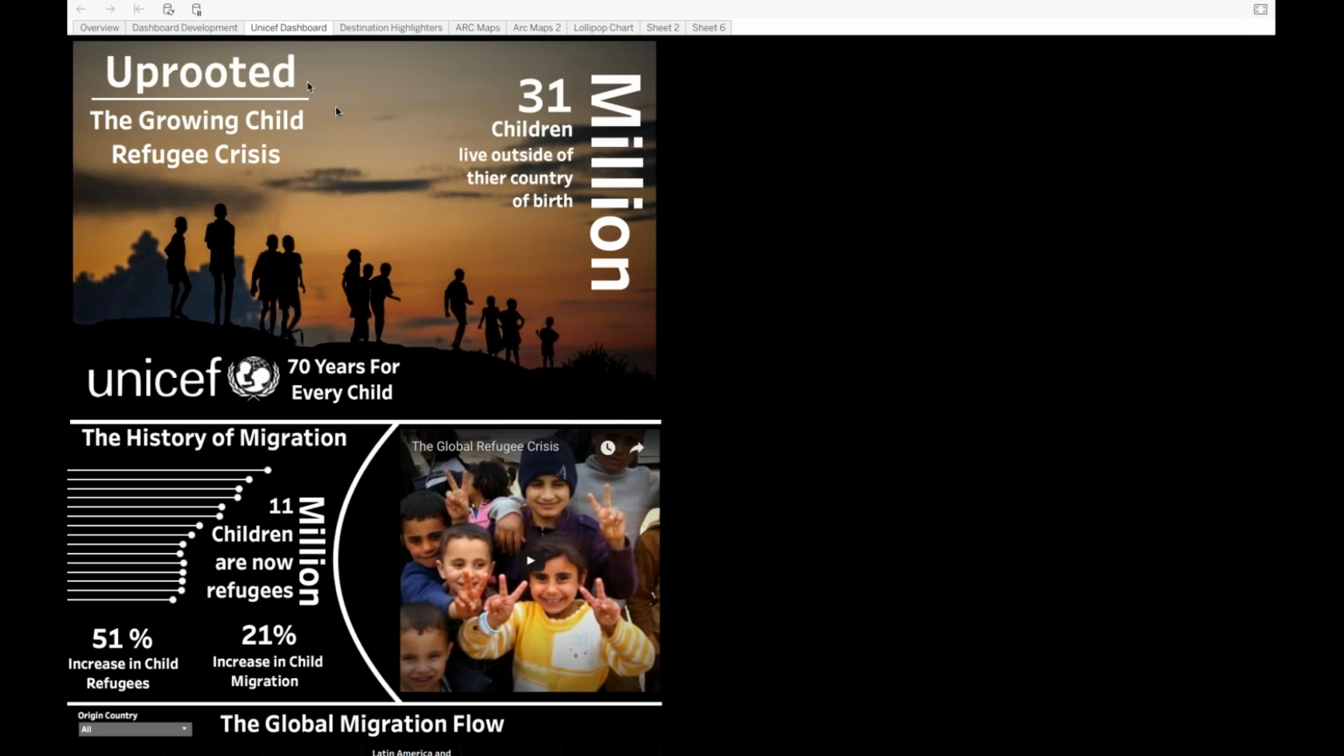Oh, that's right. Yeah. So pretty much I went for an eye-catching top infographic there, and used a title which was used within their brochure, and then just a catchy figure: 31 million children that live outside the country of their birth. And then obviously the UNICEF logo just down below.